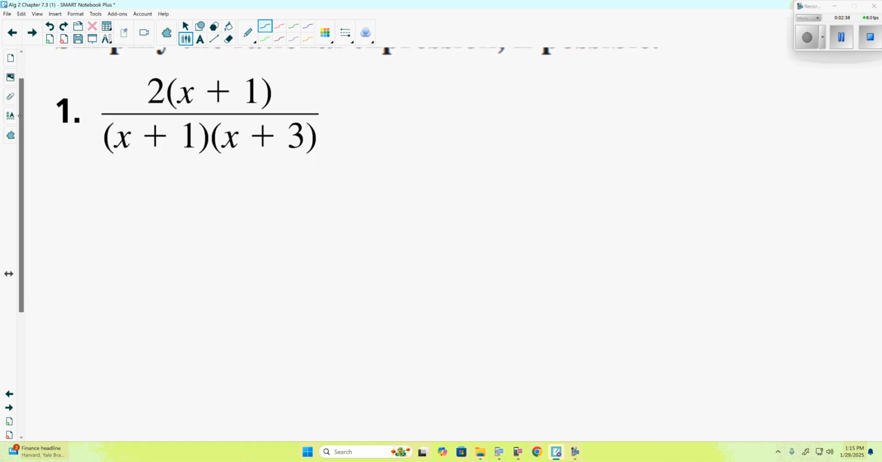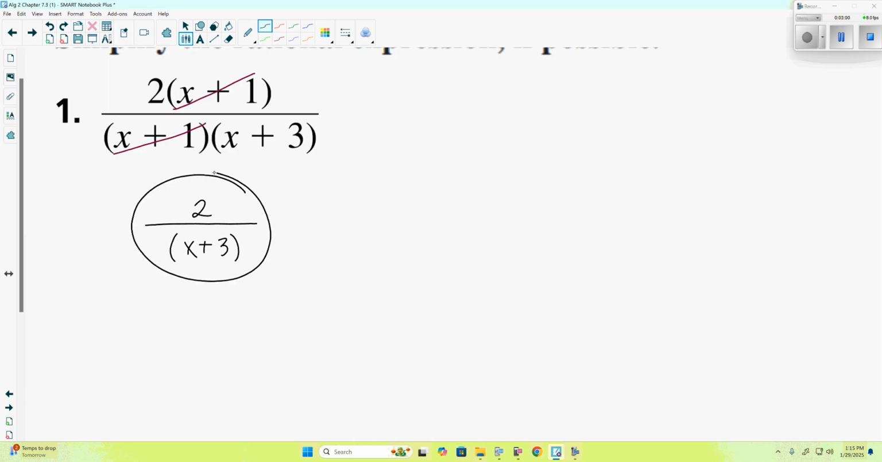Well, let's look at the next one. On top, we have 2 times x plus 1. On bottom, we have x plus 1 times x plus 3. Now, there is an x plus 1 in common on top and bottom, and we can simplify it out. What's left on top? What's left on bottom? That's simplified.